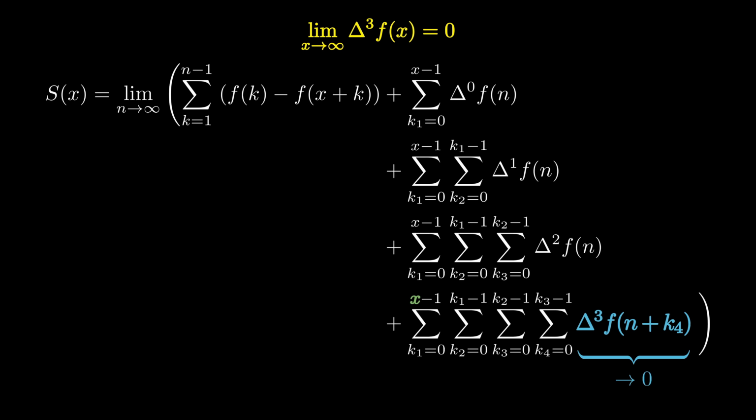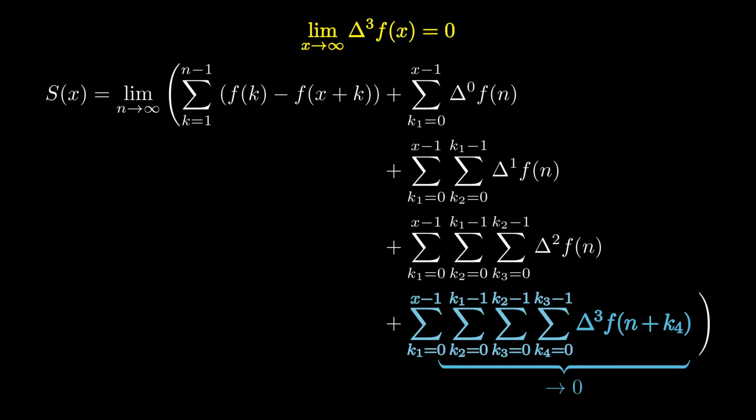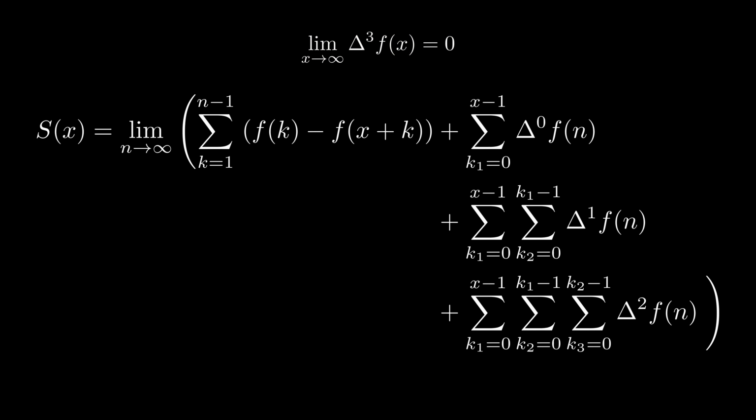And for any whole number x, we'll only sum finitely many terms. And as before, a finite sum of terms which all approach 0 will itself approach 0, so we can drop it completely. And now, at last, we've gotten rid of the problematic part of this expression, so we finally have our formula for s of x.